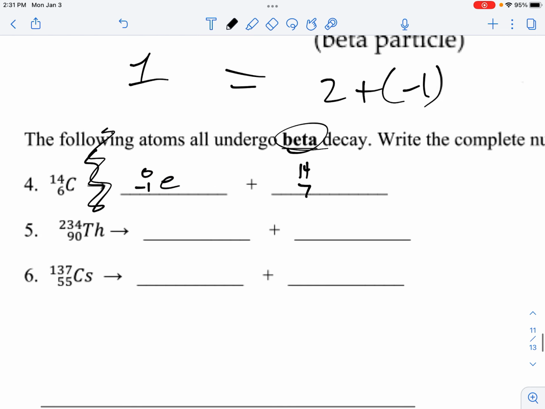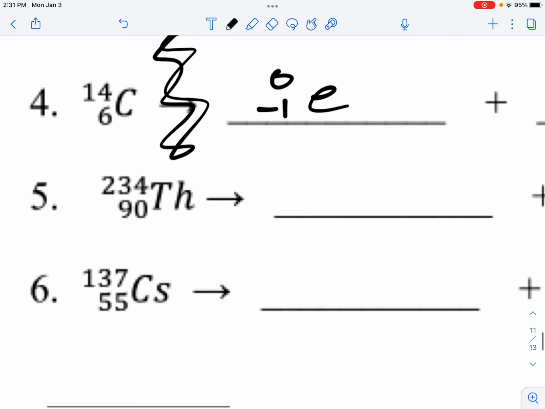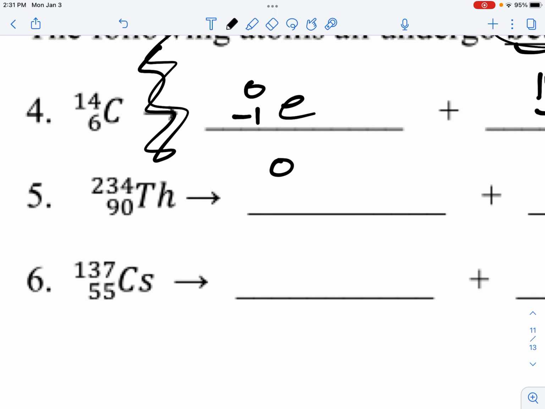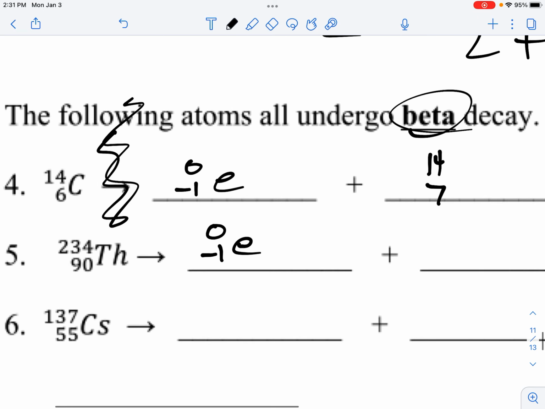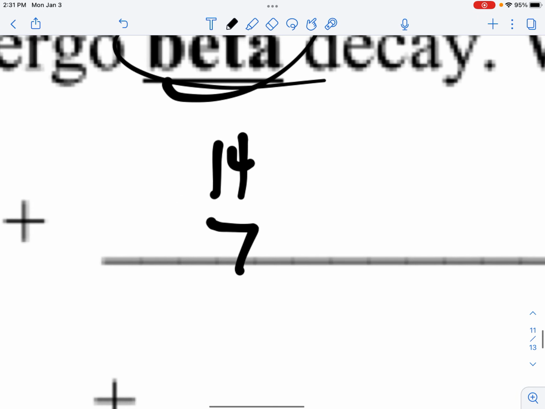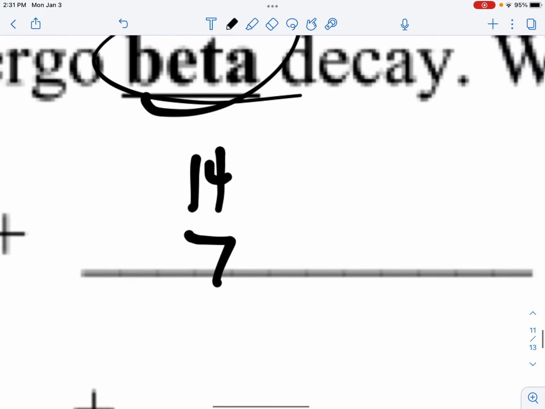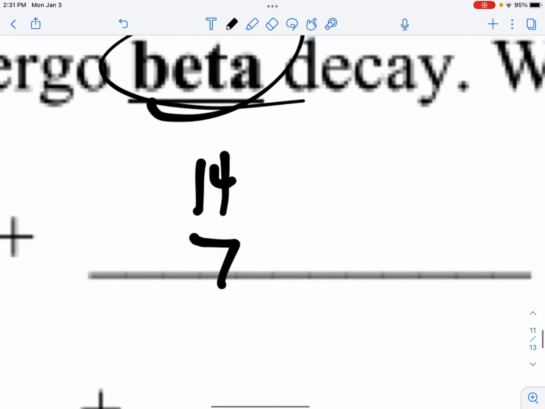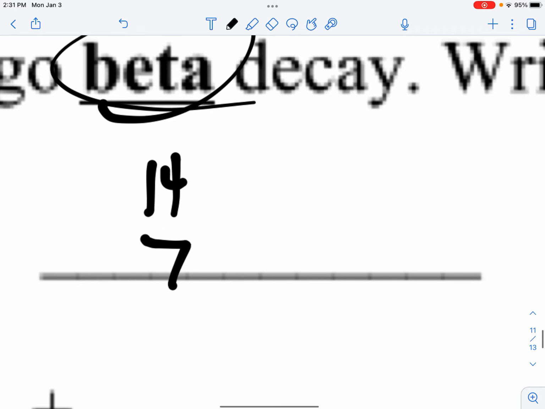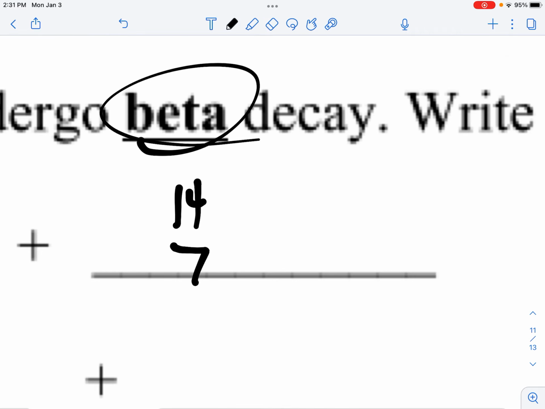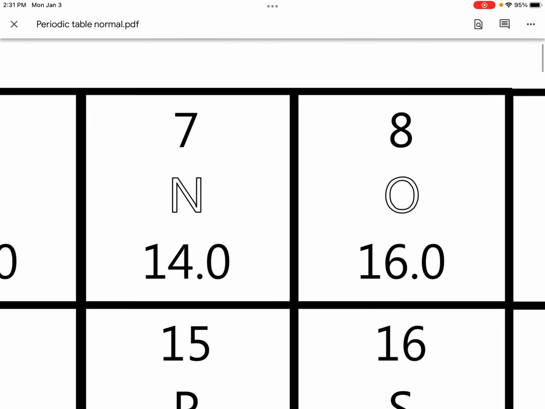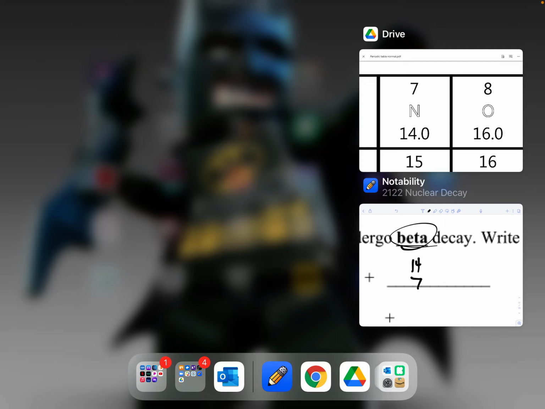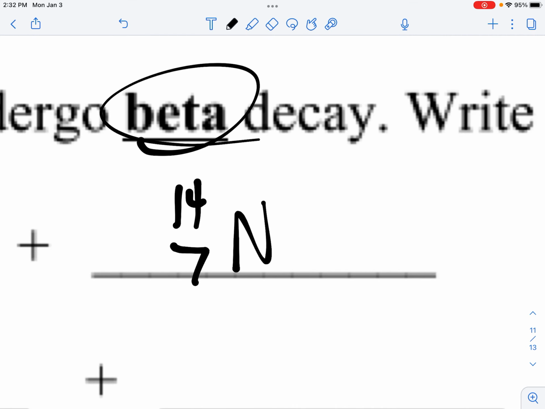It says the following atoms all undergo beta decay. All right, so what was our beta particle? Our beta particle is 0, -1, and E. So all I have to do is, oh, I'm sorry, in number 4, I forgot to figure out what element this is. It's 14 and 7, but I forgot to figure out what element that is. Let's go back to this for just a second. What element is this going to be? Well, it's 14 up top and 7 down below. The only number that matters is the atomic number. So we check out our periodic table. There it is. It's nitrogen. My bad. Got all excited and forgot to finish that problem.